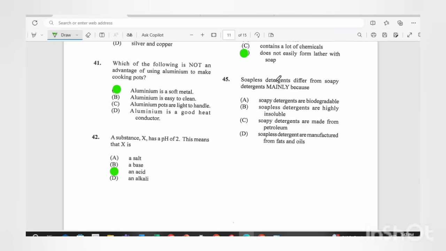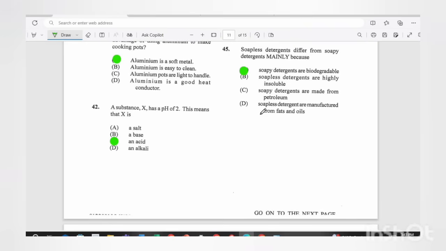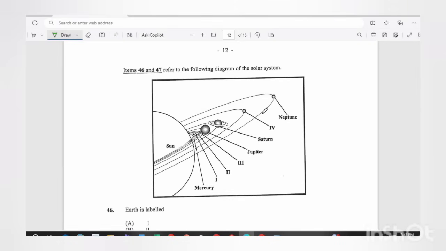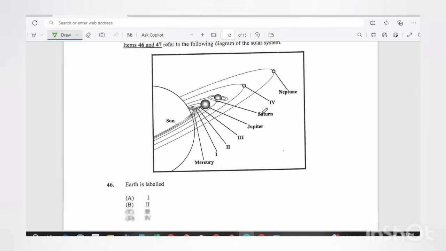45. Soapless detergents differ from soapy detergents mainly because A. soapy detergents are biodegradable, B. soapless detergents are highly insoluble, C. soapy detergents are made from petroleum, or D. soapless detergents are manufactured from fats and oils. What's your answer? If you said A, you are correct. Soapy detergents are biodegradable, while soapless detergents are not.